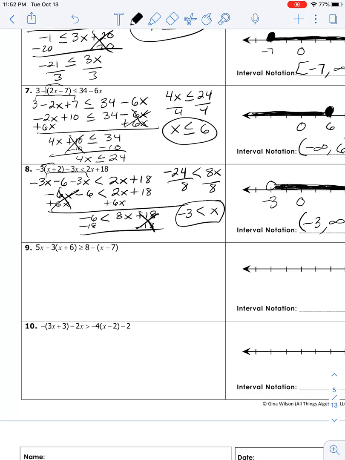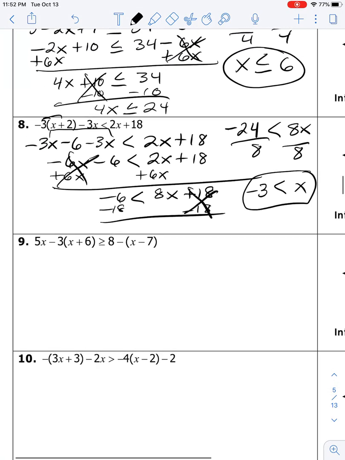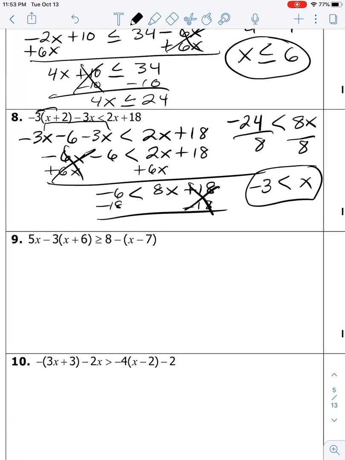Number 9. Okay, getting close to the end of it here. So on number 9, we've got 2 parentheses that we need to get rid of first. So let's start on the left side first. So this 5x can just drop down, and we're going to distribute the -3. So -3 times x is -3x. -3 times 6 is -18. Drop down your symbol.